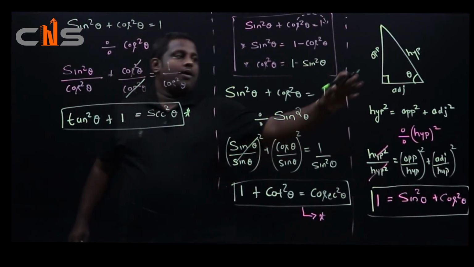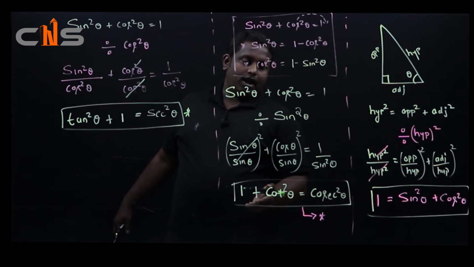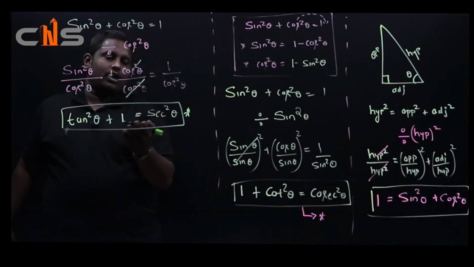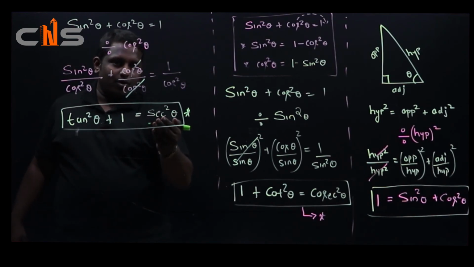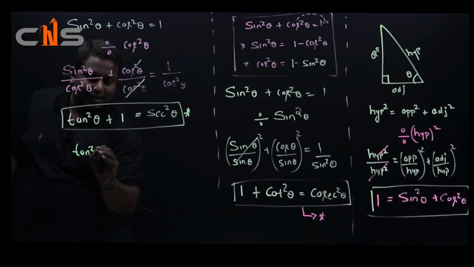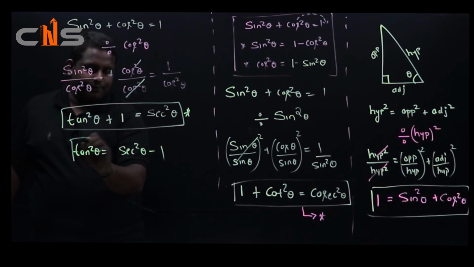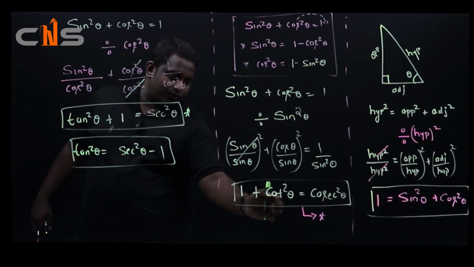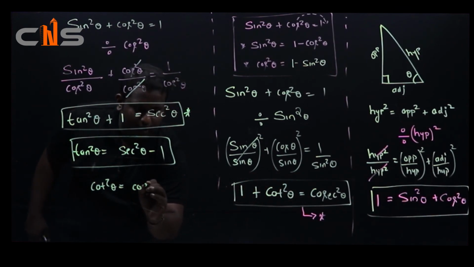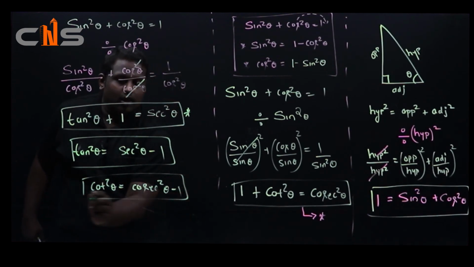So using Pythagoras theorem, we derived sine square theta plus cos square theta equals 1. From that, we derived 1 plus cot square theta equals cosecant square theta. Then tan square theta plus 1 equals secant square theta. Again, if you want further, you can derive the values from here. If at all you require tan square theta, it is secant square theta minus 1. If you require the cot square theta value, cot square theta equals cosecant square theta minus 1. Clear with this?